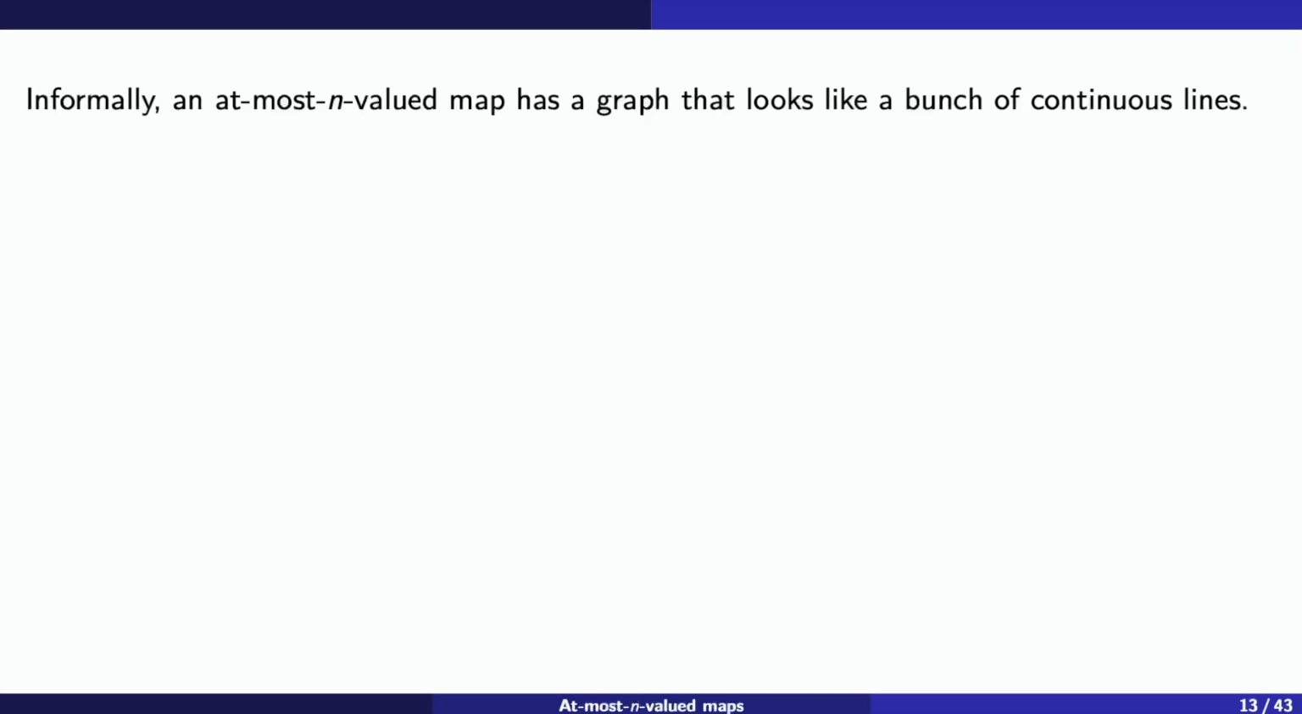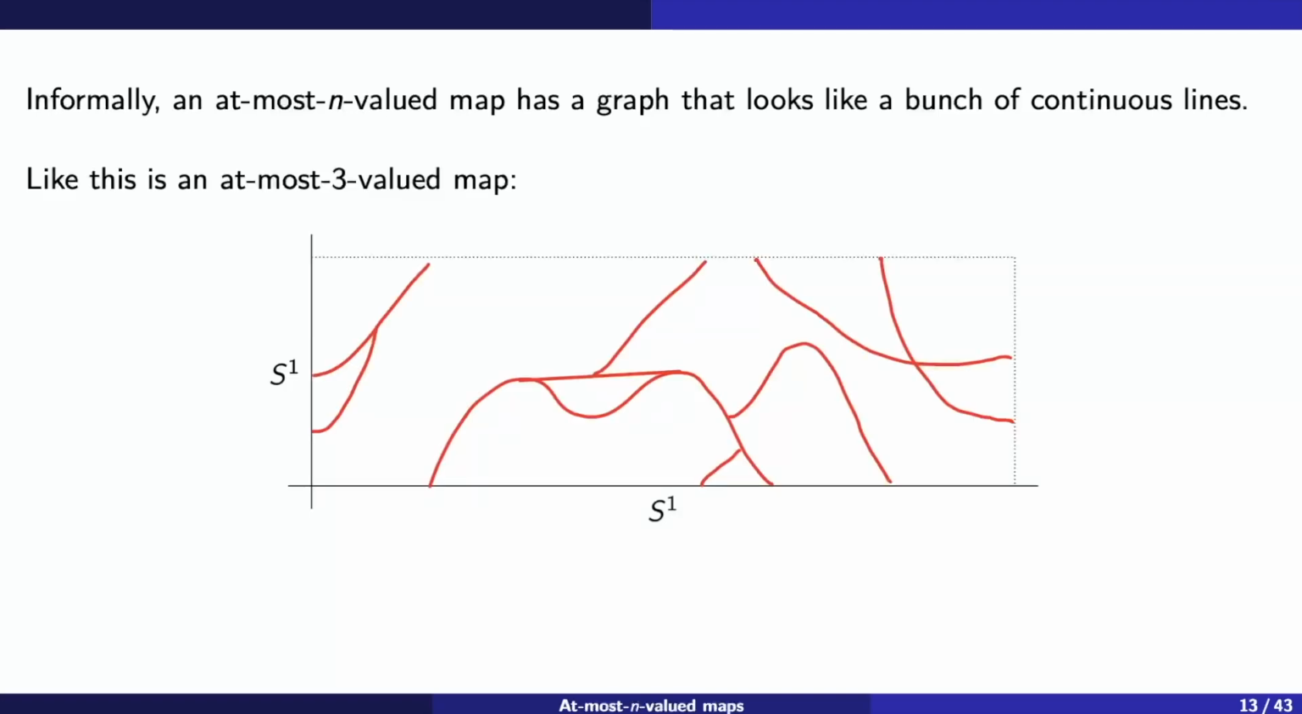Informally speaking, if you want to know generally what it looks like when it is continuous versus when it's not continuous, it has a graph that looks more or less like a bunch of continuous lines like this one. This is both upper and lower semi-continuous. And this is at most 3-valued because somewhere, like right here, you can see there are 3 values. Elsewhere, there are often 2. Sometimes there's only 1. This is continuous as an at most 3-valued map.